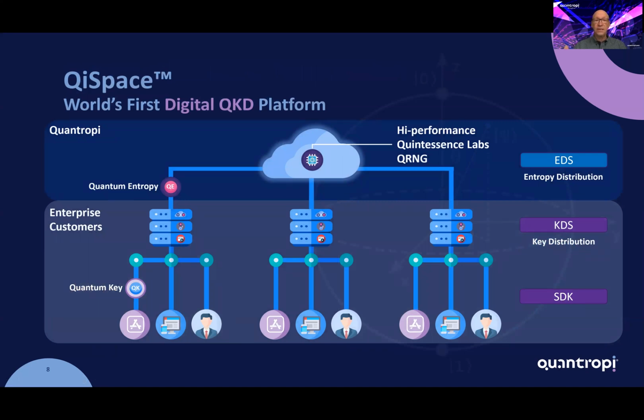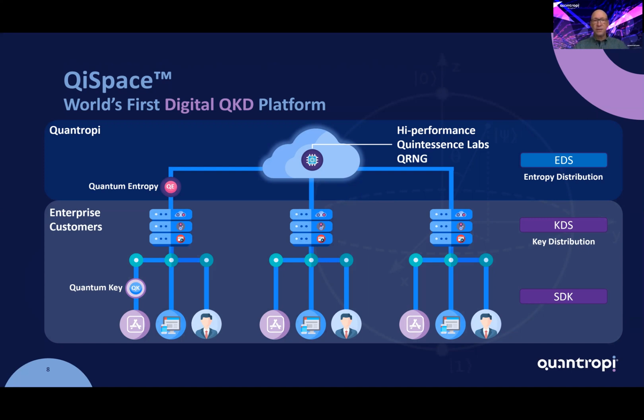And so we've taken this core technology of KEEP and packaged it up into a modern architecture, right? So introducing Keyspace, which is the world's first digital QKD platform. We start at the top, getting some really high quality quantum random numbers from our partners at Quintessence Labs. We call those random numbers quantum entropy. We bring that into our service, the entropy distribution service, or EDS. Think of it like a power plant, right?